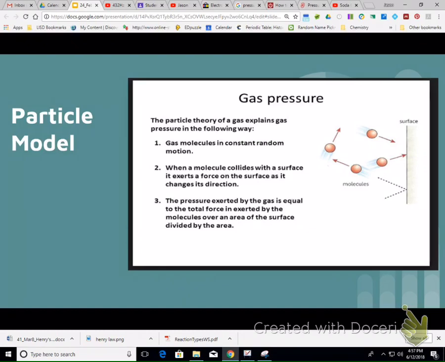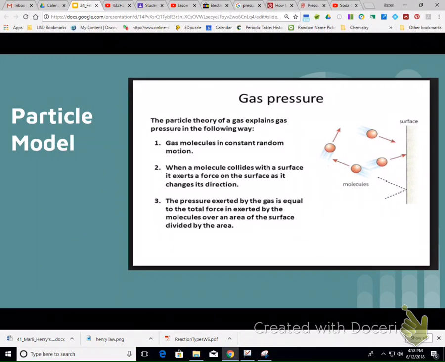The particle model helps explain exactly what creates pressure in terms of gases. Now, we're not talking about liquids and solids because it's a slightly different phenomenon. It's related, but slightly different. So we're talking about just gases here. The kinetic molecular theory told us already that gas molecules are in constant random motion, so they're always zipping around. And when a gas molecule collides with something, we talked about the collisions being elastic, which means no energy is lost.